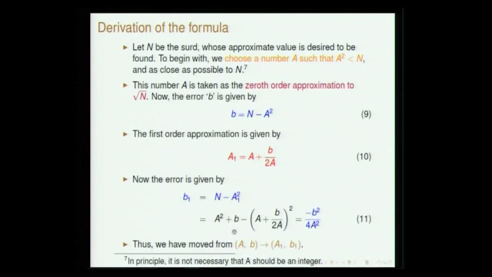So this a1 square, see, n is a square plus b, and a1 square we write, and what we get is minus b by 4a square. So this is the error at this stage. So what we do is we start with a, b and then we have moved to a1, b1. So the first order approximation is this and this is the error.